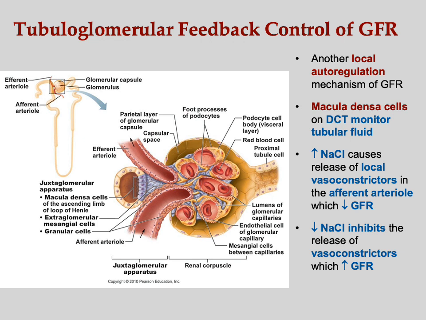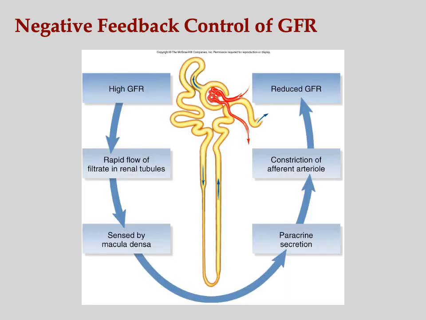So another cool little mechanism here, and I really should have had it on this slide, the macula densa cells also cause the release of renin. So that's one of the control mechanisms. That's why when you look in the diagram on the left, it says juxtaglomerular apparatus. There are a whole bunch of things all working together here.